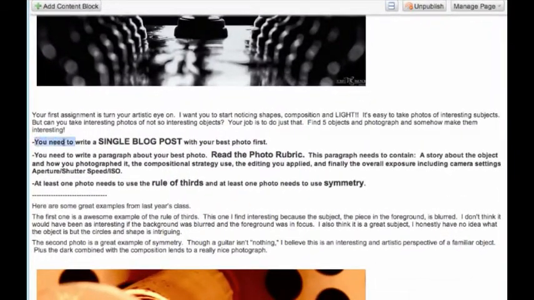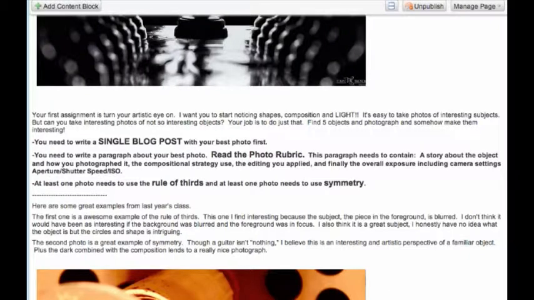Here, Rick lays out clearly in a bullet-pointed list what he wants: a single blog post with best photo first, a paragraph about your best photo. He points them to the rubric he's developed on what a good photo looks like, and how they should talk about it. And then he says he wants at least one photo where they need to use the rule of thirds, a concept they just learned about this week, and one photo that uses symmetry, another one. So really clear, concise instructions about exactly what he wants this blog post to look like.